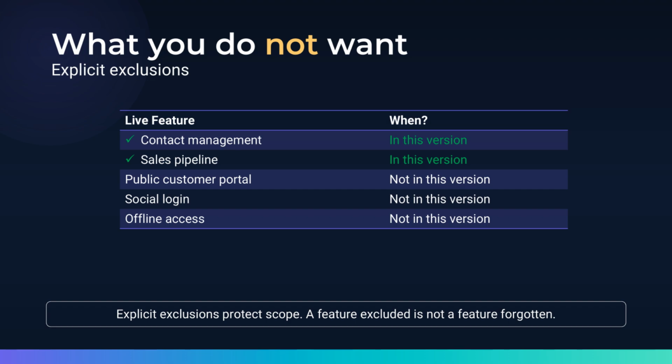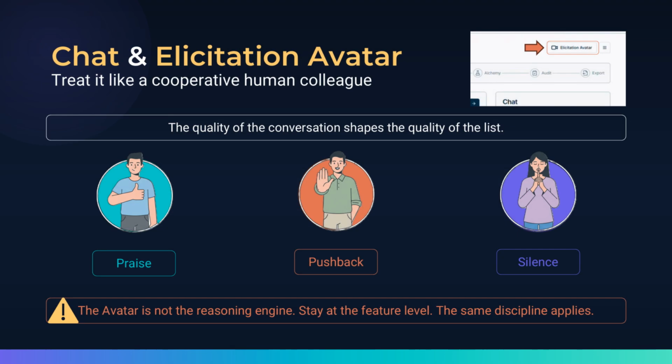When a stakeholder asks why something is not in a build, you can show that you have it on the roadmap. The platform responds to feedback the way a person does. Praise tells it that the direction is right and to keep moving forward. Pushback tells it to recalibrate. Even silence carries information. And the live avatar works the same way. It is a separate agent, not the reasoning engine. It is a conversational interface for the moments when typing breaks the rhythm. The same discipline applies. Stay at the feature level. Name it, confirm when it lands, and then move on to the next feature.